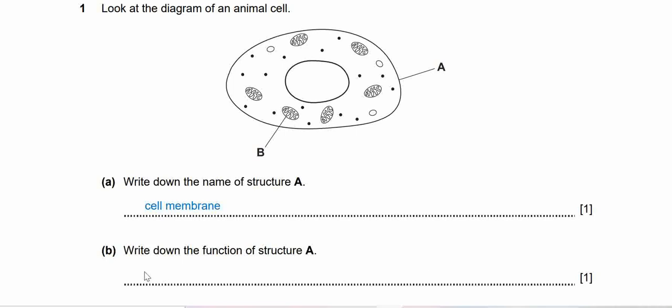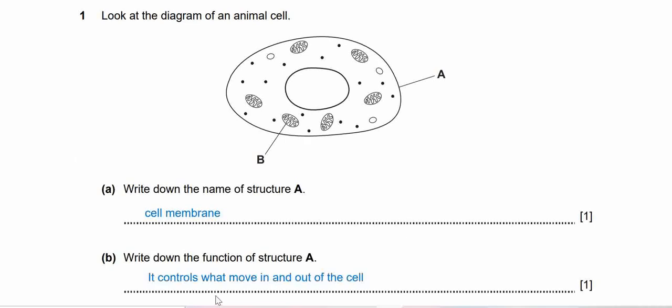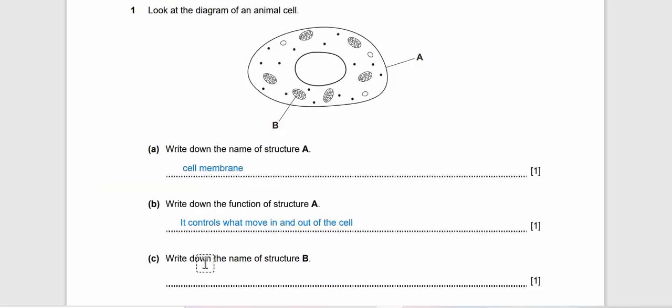Right, so let's open up the answer for 1B. Here we go, it controls what move in and out of the cells. That is the function of cell membrane. Next, 1C. Write down the name of structures B here. 10 seconds from now.